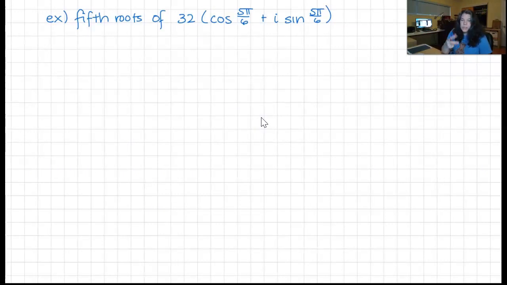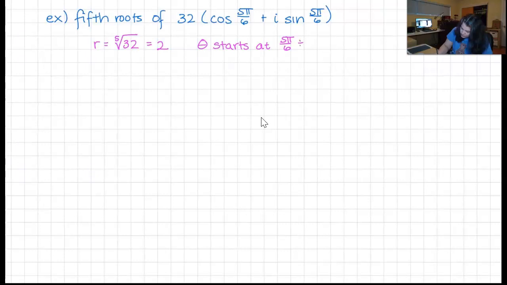So the first thing we need to do is actually find the 5th roots. This is where, like I said, I do this grunt work before. I find r, which is going to be the 5th root of 32, which is just 2. And then I get my information about theta. So theta starts at the given theta, which is 5 pi over 6, divided by 5, because I'm dealing with 5th roots.